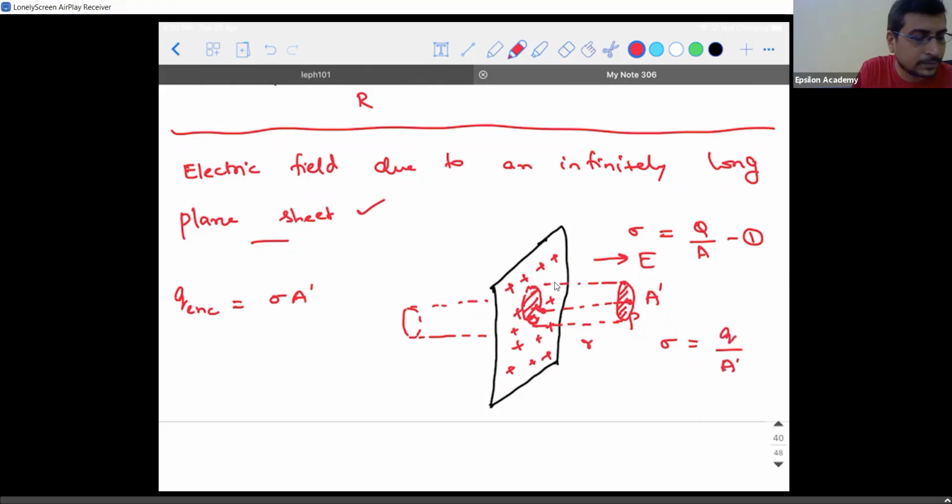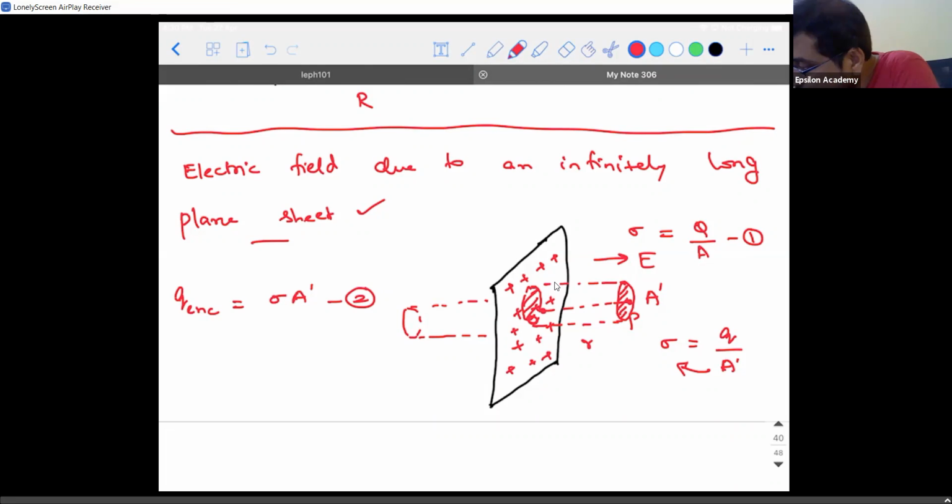Can I write it like this? Does this make sense? So small q will be equal to sigma into A dash. That is what I wrote here. Guys, am I clear? So it is sigma into A dash.